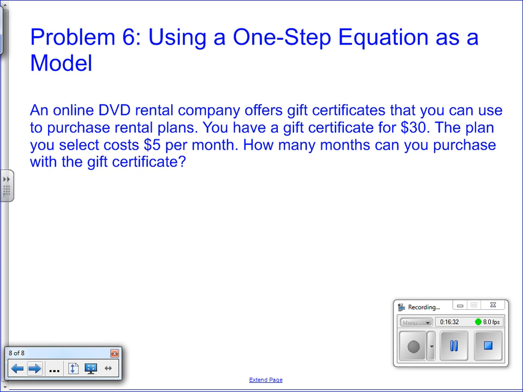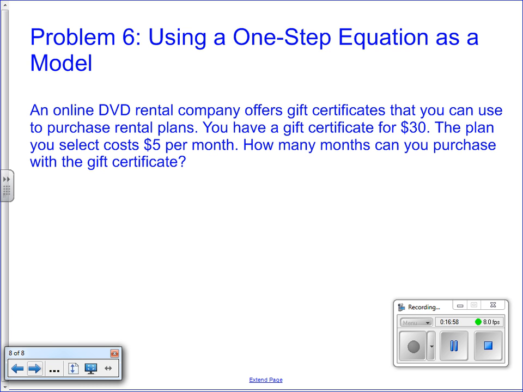Okay, problem 6, using a one-step equation as a model. An online DVD rental company offers gift certificates that you can use to purchase rental plans. You have a gift certificate for $30. The plan you select costs $5 per month. How many months can you purchase with the gift certificate?